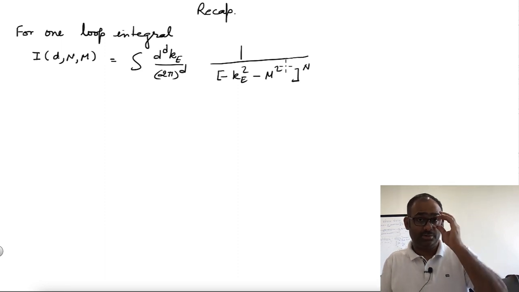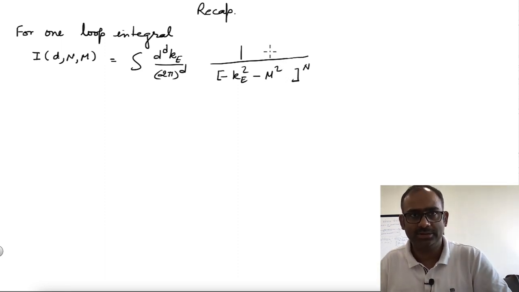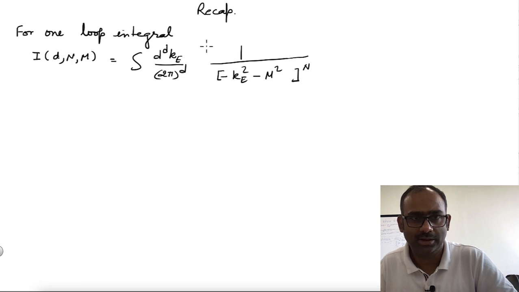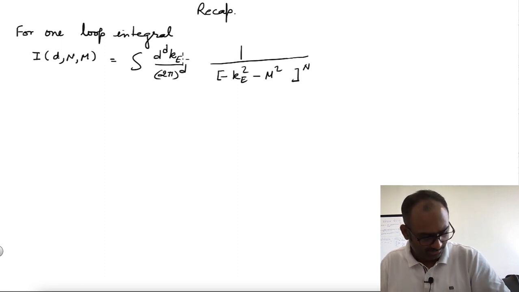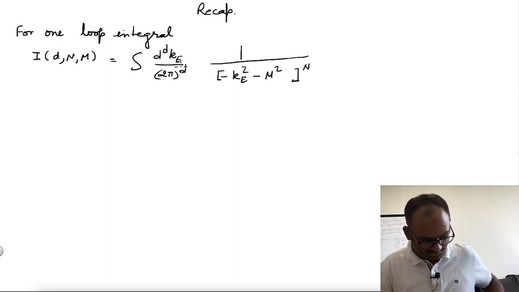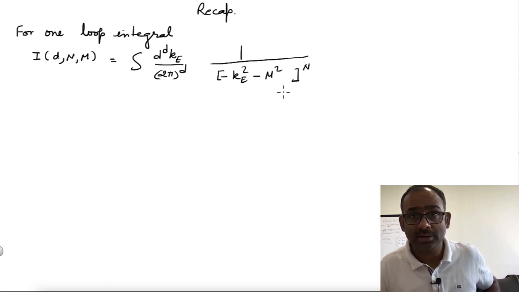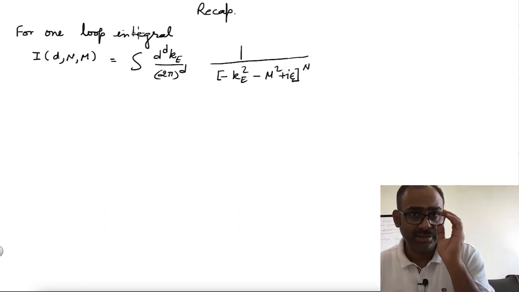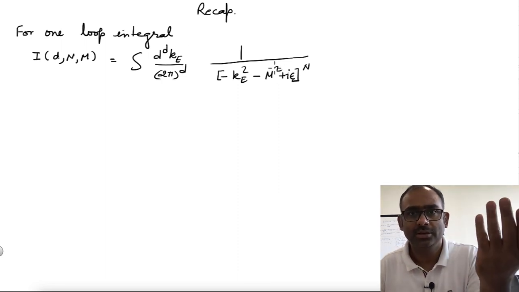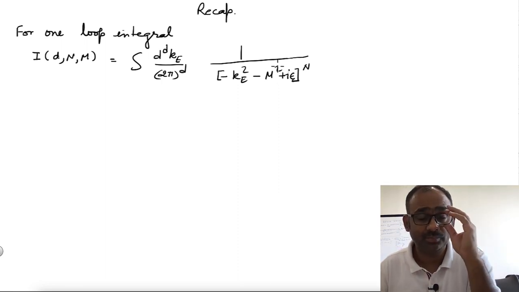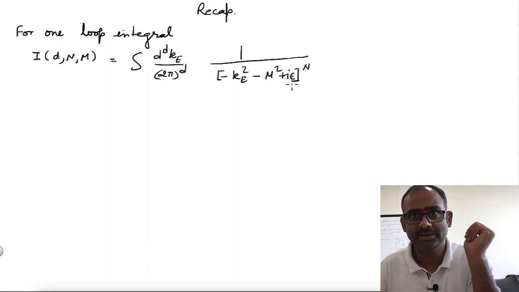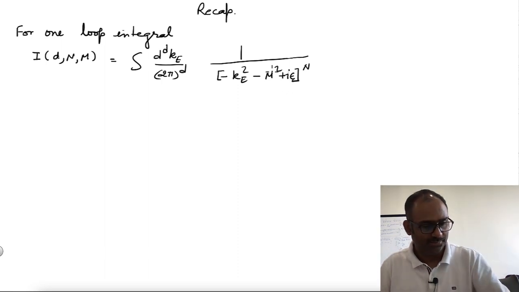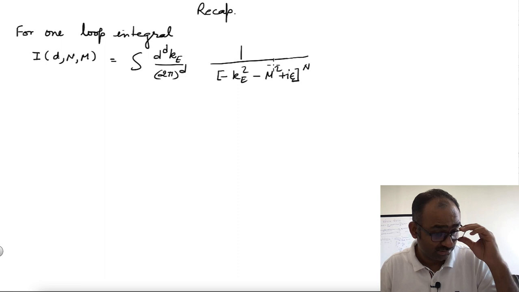Okay, and if you remember, we had dropped the i epsilon because it is not needed as we are working in the Euclidean space. But if you go back and search, it would be a plus i epsilon. If you keep it, then it will be plus i epsilon. It's not really needed here, but it will be useful when we continue back to the Minkowski space. That's why I have kept it. But as far as this integral, it is not needed.